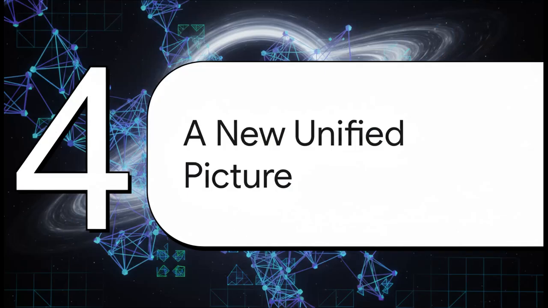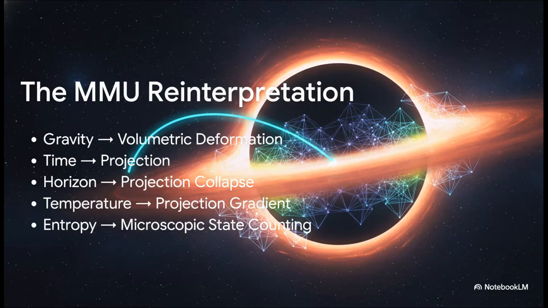All right, let's pull all these threads together now and look at the brand new unified picture of black holes that this framework is painting for us. So here's the big takeaway. Every single key aspect of a black hole gets a new, direct geometric meaning. Gravity isn't a warp, it's a physical deformation of the spacetime lattice. Time isn't fundamental, it's a projection from that lattice. The event horizon isn't an end, it's where that projection collapses. Hawking temperature is the gradient of that collapse, and entropy is just counting the cells on the surface.